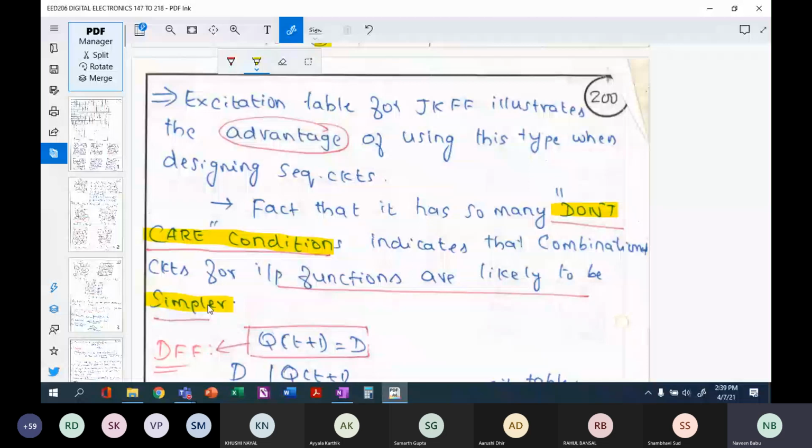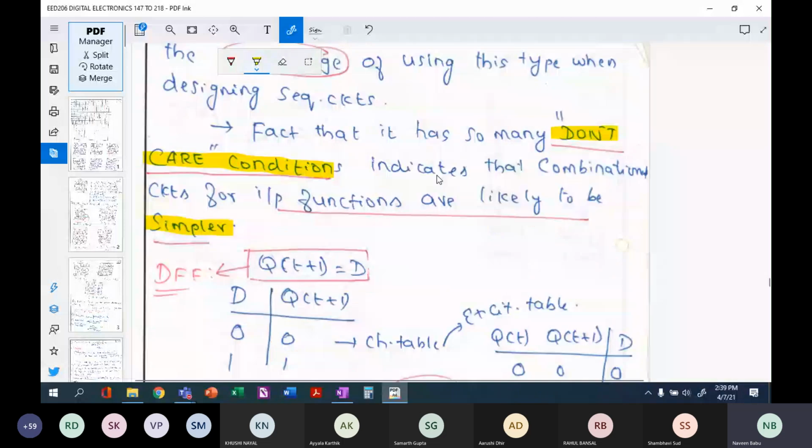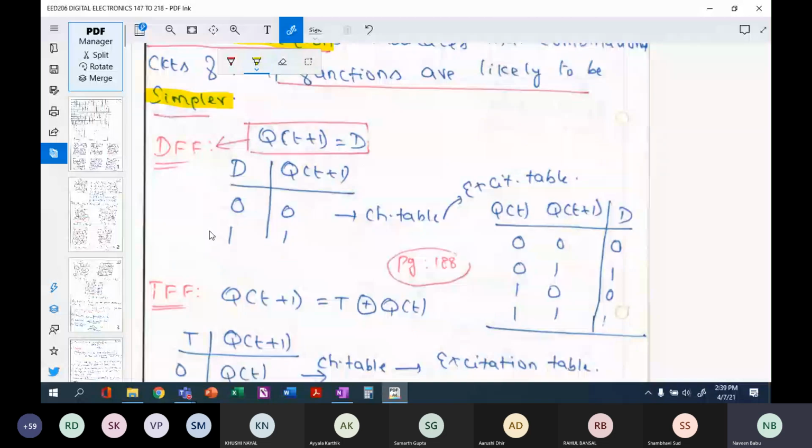Now similarly, following the same process, you can create the excitation table for the D flip-flop also. The D flip-flop and T flip-flop are not really exciting, but once you implement a JK flip-flop, it will not be too difficult for you to implement a T flip-flop or a D flip-flop. So what is the process? First, we write the characteristic equation of a D flip-flop. We create the characteristic table, and from the characteristic table, we get the excitation table.